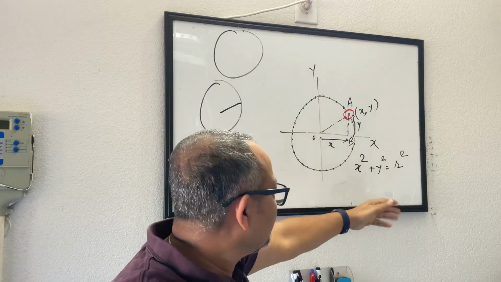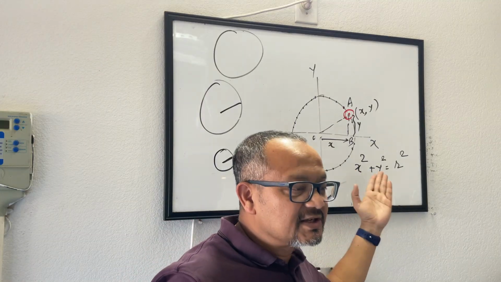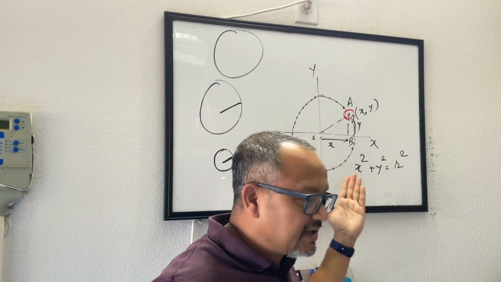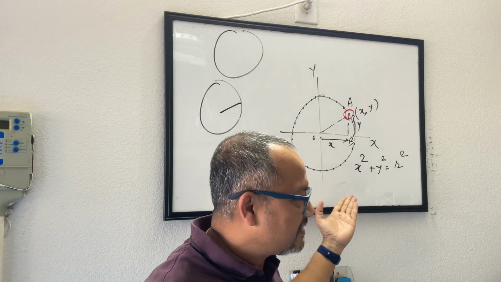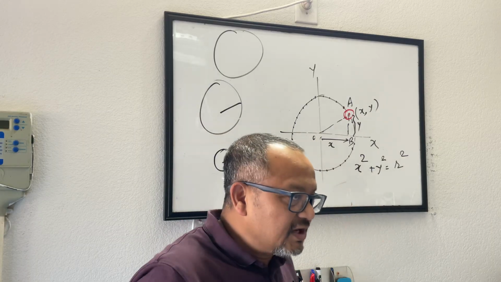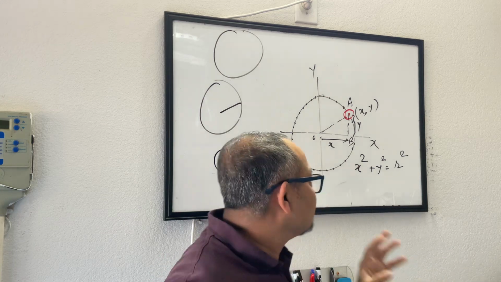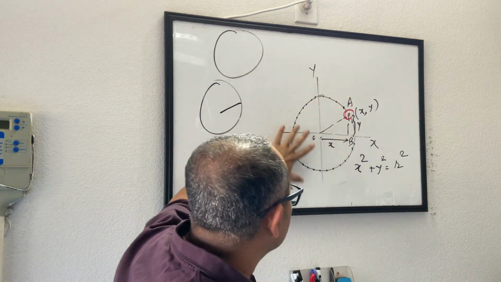That is why this equation is the equation of the circle. We did not find anything new. We just related the property of a circle.